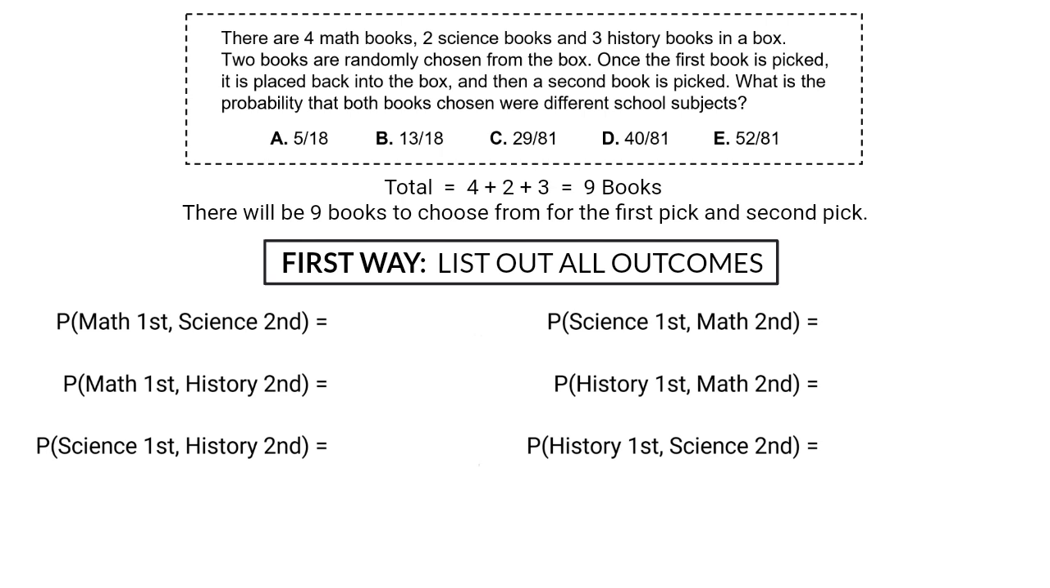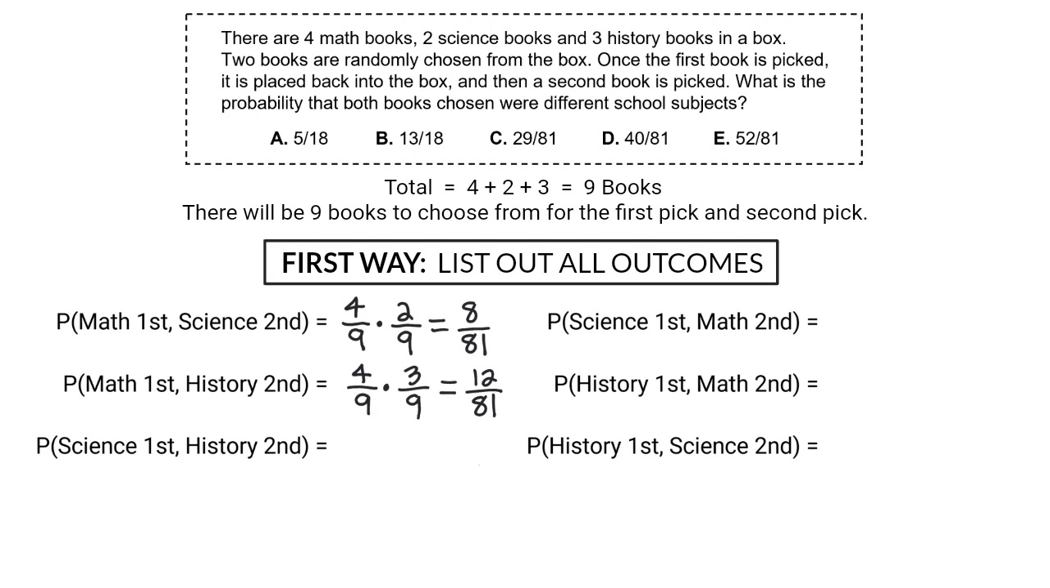The probability that the first book will be math will be 4 out of 9. The probability that science will be the second book will be 2 out of 9. Multiplying them together, since we want both events to happen together, will be 8/81. For the second situation, the probability that math is first is 4 out of 9. The probability that history is chosen second is 3 out of 9. Doing them together will be 12 out of 81.